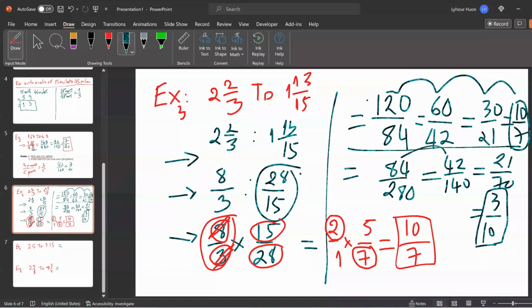So from this to this we simplify with 2, from this to this we simplify with 2, from this to this we simplify with 7. Okay.